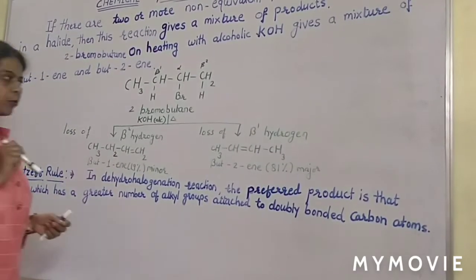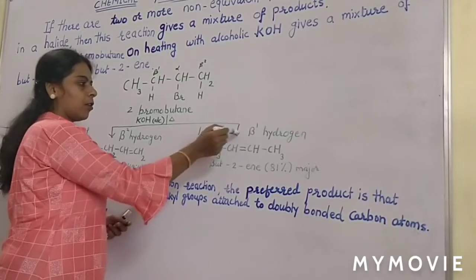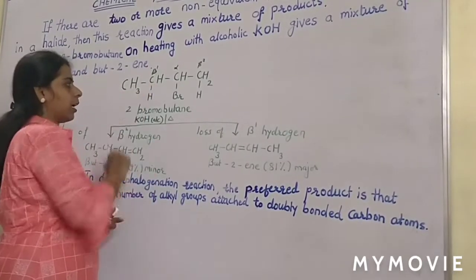Now what is the second possibility? We'll see now the loss of a beta 1 hydrogen atom. This is the beta 1 hydrogen atom.